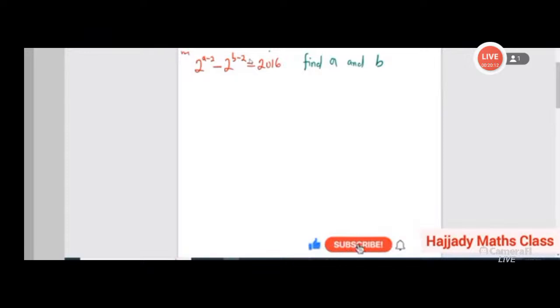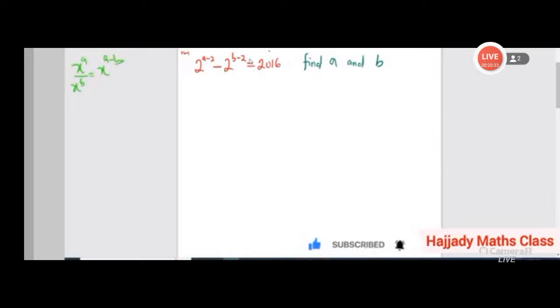With this question, we are going to use the rule of indices. The first rule we are going to use is that when you have s raised to power a over s raised to power b, it is the same thing as s raised to power a minus b. That is the first rule we are going to make use of today.